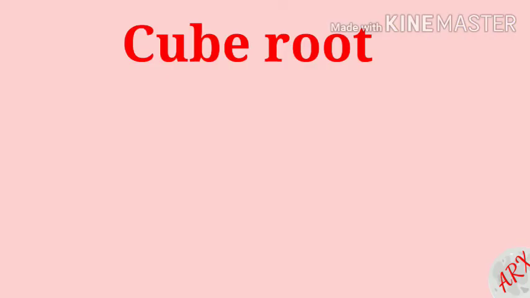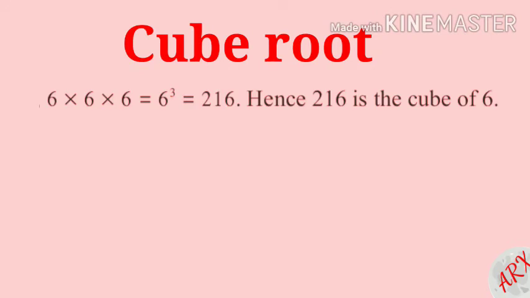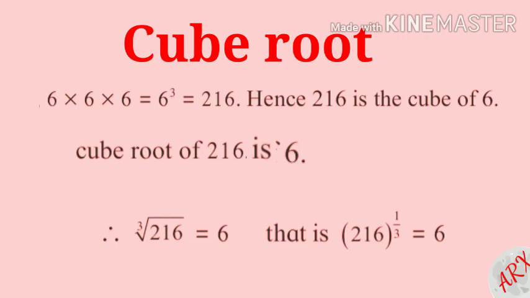Now we will understand the term cube root. For example, 6 into 6 into 6 equal to 6 cube equal to 216. Hence, 216 is the cube of 6 and the cube root of 216 is 6. In the form of a formula, we can write, as you can see on the screen, cube root of 216 equal to 6, that is 216 raised to 1 upon 3 equal to 6.